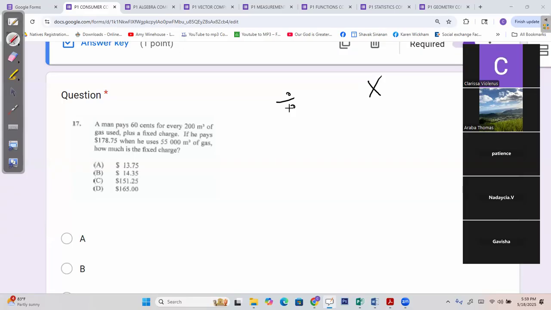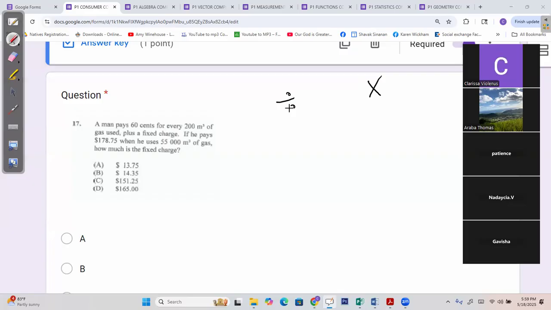Okay, Nadia said 200. Gav says 60. Come on, everybody else, let me see what you're thinking. Kat says 60. Trev says 60. Okay, it says 60. Only one person right then.